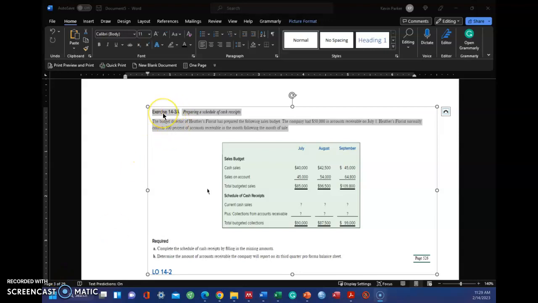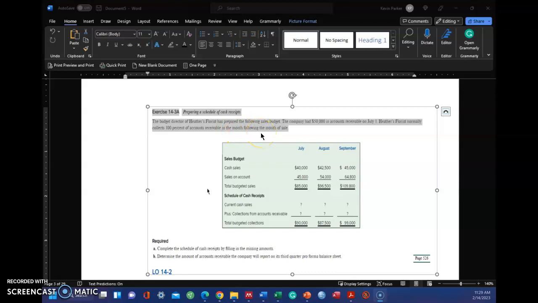In this video, we're going to work exercise 14-3A. The budget is given. We've got to complete current cash sales and collections from accounts receivable. The company had $50,000 in accounts receivable on July 1st. That's the beginning amount. Heather's Florist normally collects 100% of accounts receivable in the month following sale.